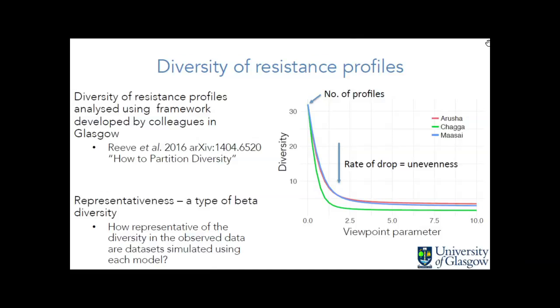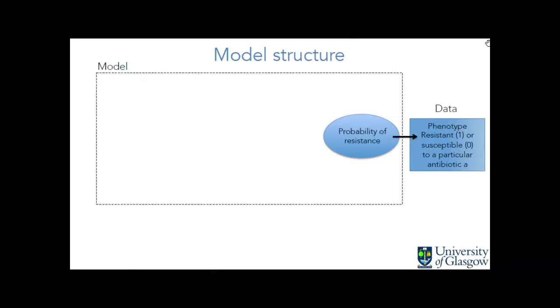There's also a measure of representativeness, which is a type of beta diversity that allows us to ask how representative of the diversity in the observed data are data sets simulated using each model. I'll run through the model structure.